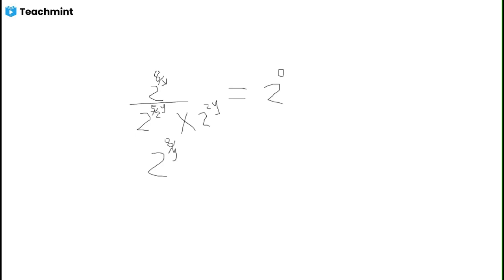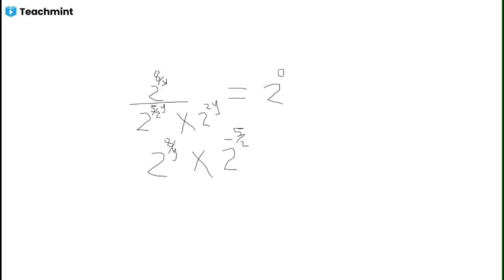Then you multiply by 2 power. What happens when you take the base 2 upwards? It becomes division. I want equal multiplication. What do you do to the index? You change the sign. So it is 5 over 2, so it will be negative 5 over 2.